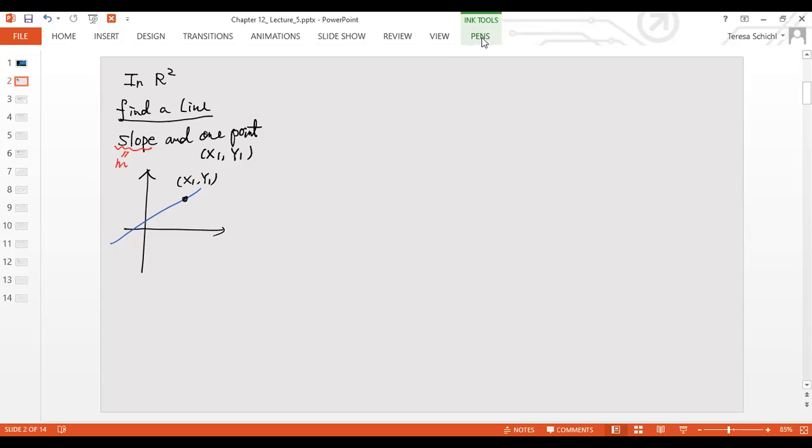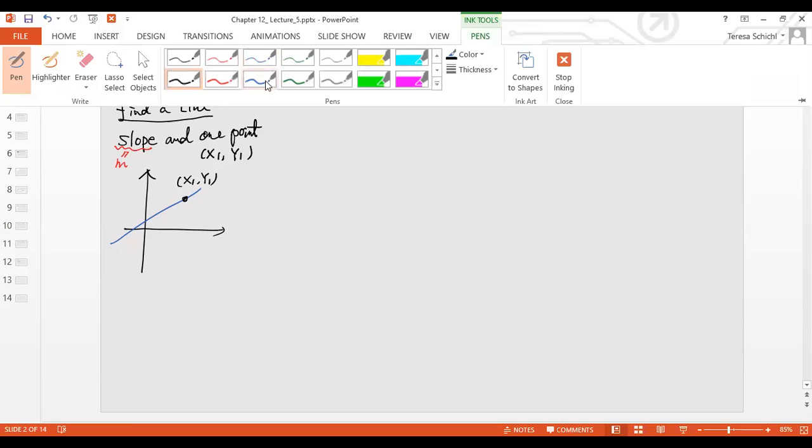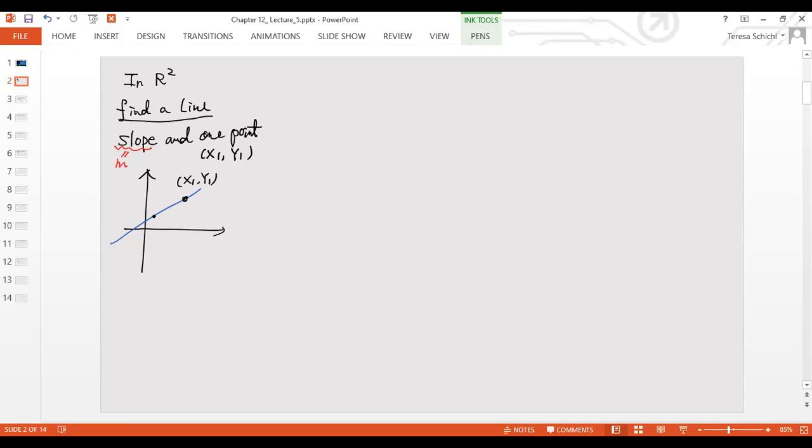So for any point in the xy-plane, in order to represent this line, what is the formula? We said y minus y1 equals the slope times x minus x1. We call this the slope and intercept form.